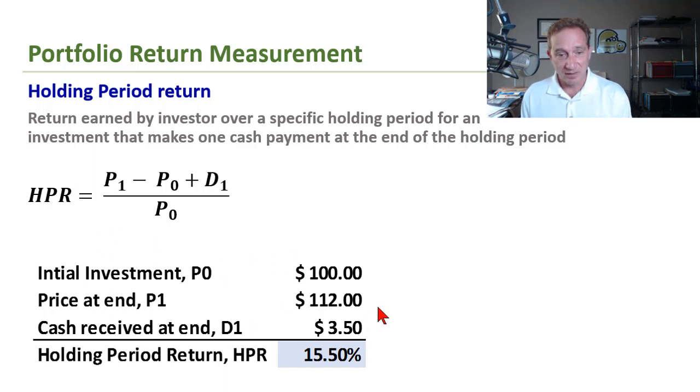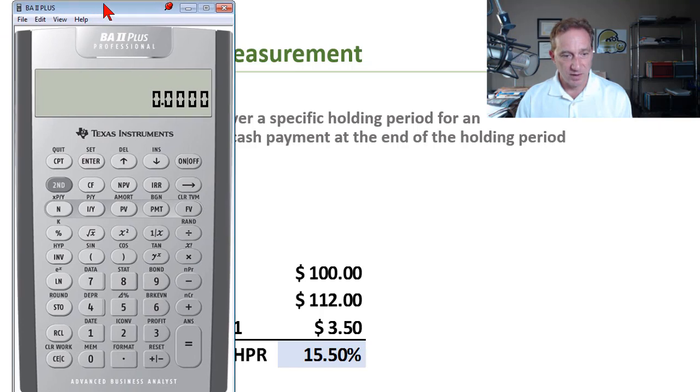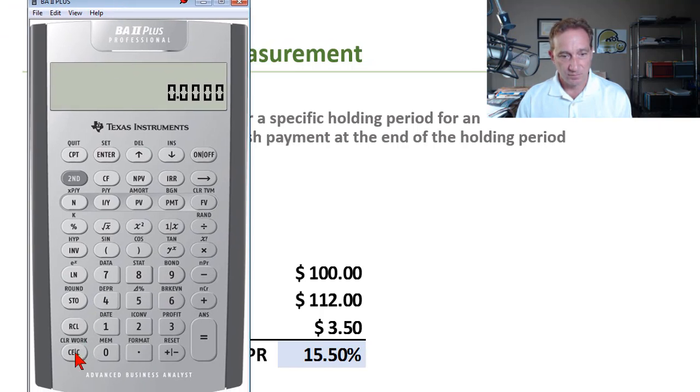So in this simple example, an initial investment of $100 grows to $112 at the end of the period. And in my examples, we'll just assume the period is 1 year because it keeps it easy. So let's say at the end of the year, we receive the cash dividend of $3.50. So what's the holding period return? Well, that's 15.5%, such that I'll just show with my calculator here.